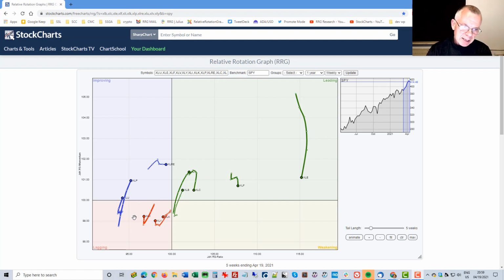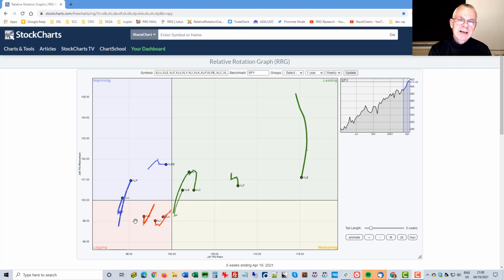And it's nice to see that utilities, which is sort of moving in the same direction, but at a much shorter tail. And you can immediately see that the move for staples is much more powerful than the one for utilities. So long tails equal power, equal momentum behind the move.